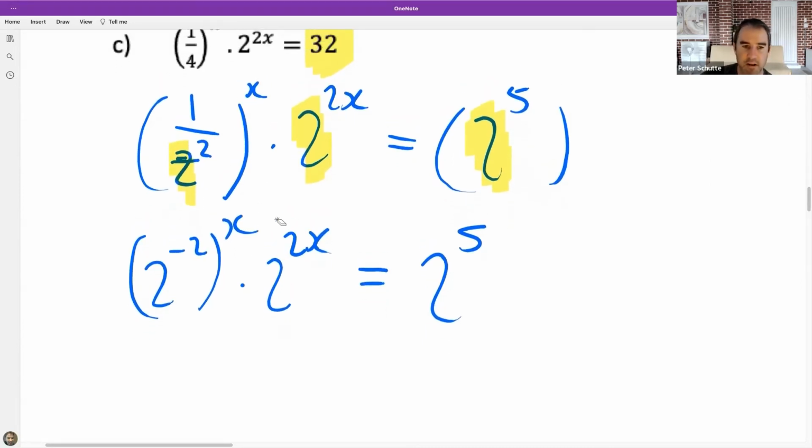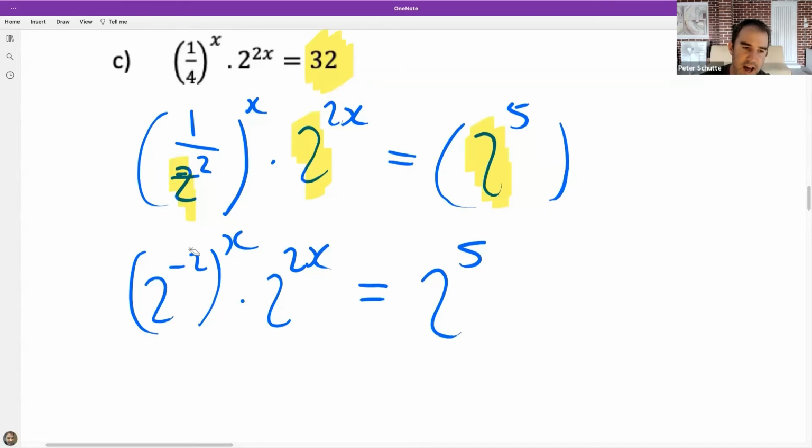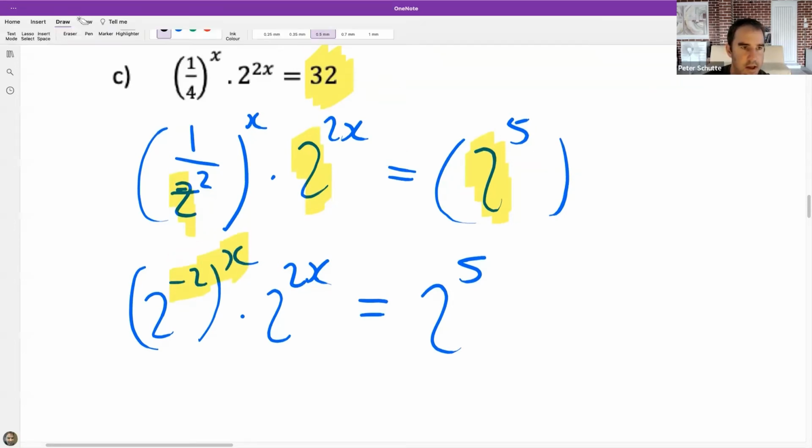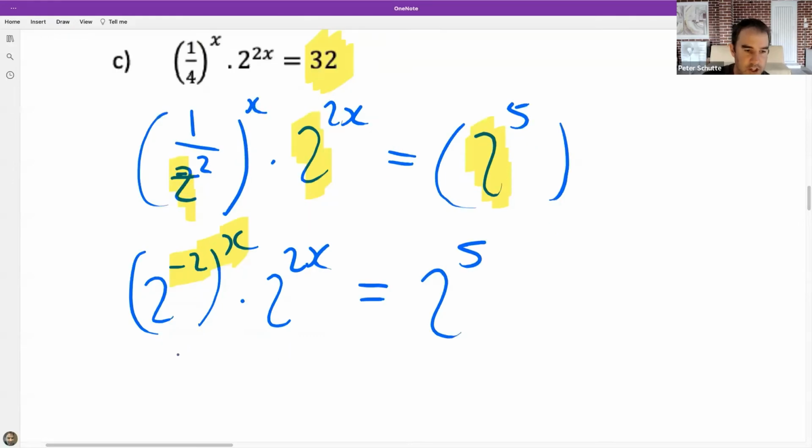So once we've done that, how do I get rid of the bracket now? Who can tell me, how do I get rid of this bracket? What do I do between these two? Multiply them, sir. Perfect. So what I should have done is have this.